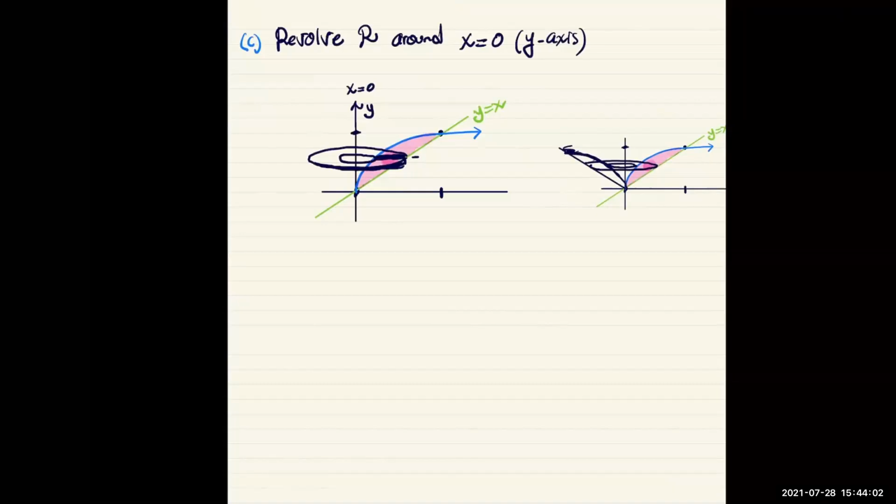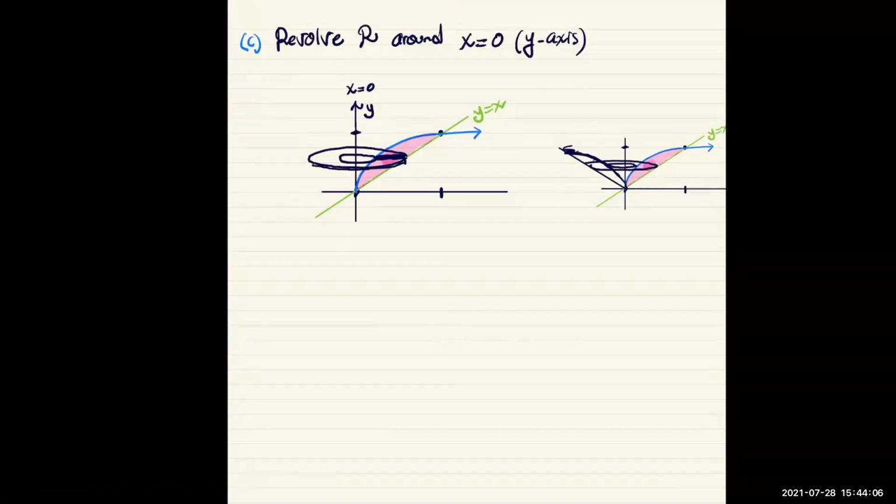That thing looks like an eye. So let me just dy.